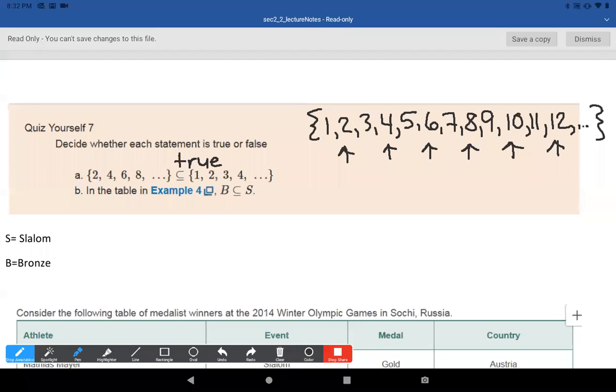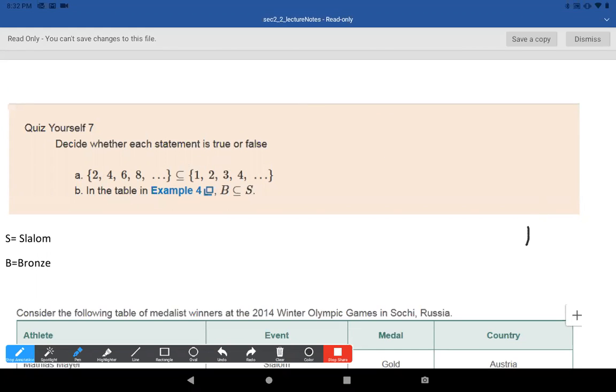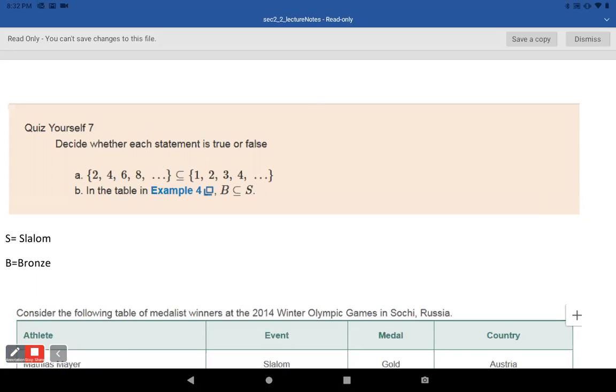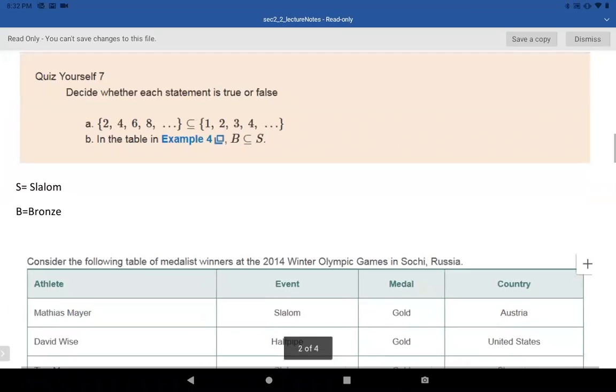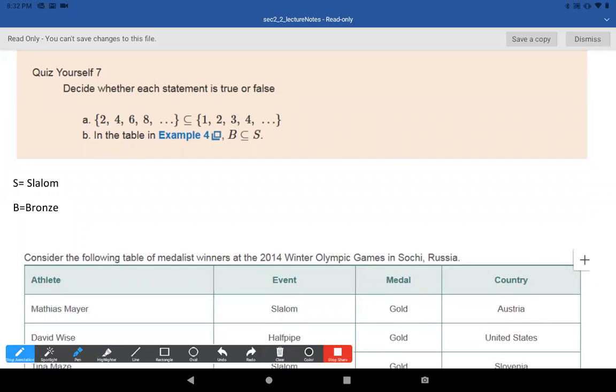Now in the table for the example in the book, I just included the table here below. We're being asked if B is a subset of S. So B, for example, if we were to write it in set builder notation, right? B would be all athletes called b, such that b won a bronze medal.